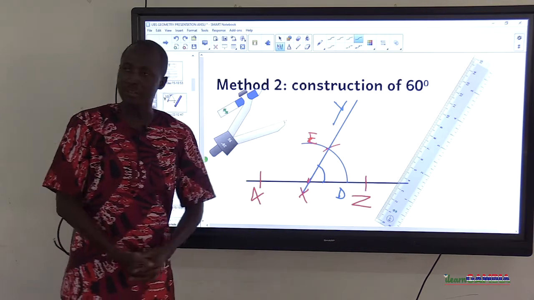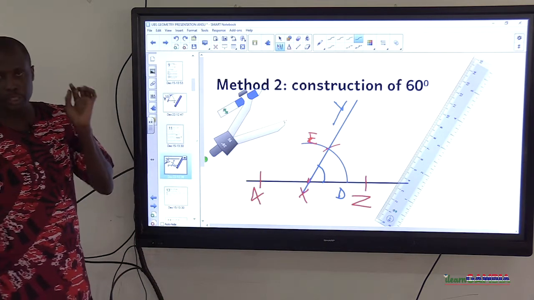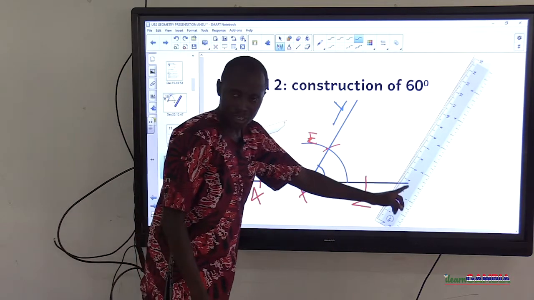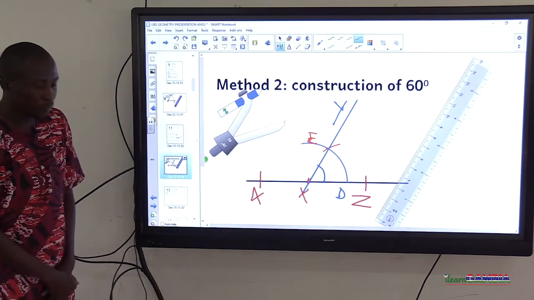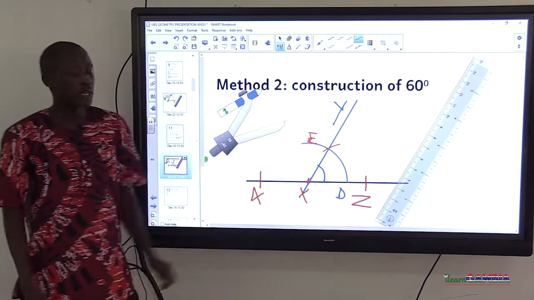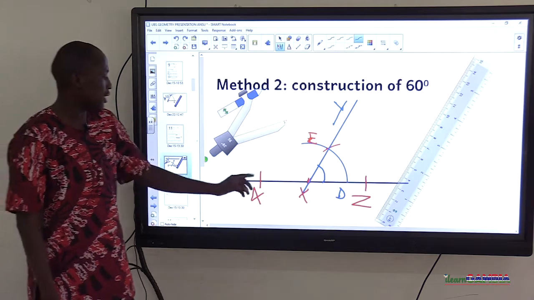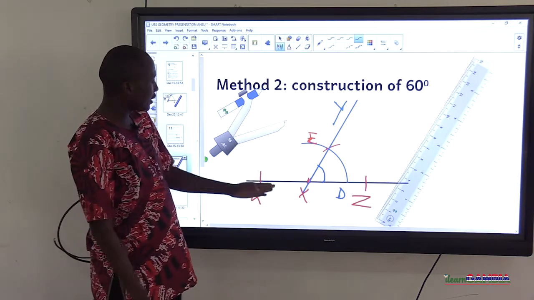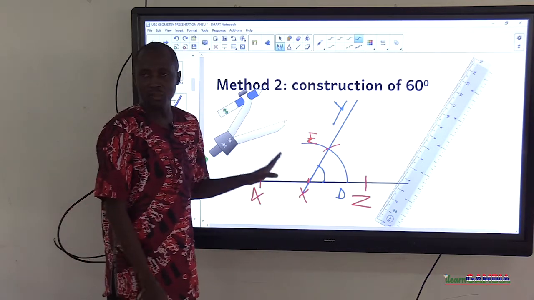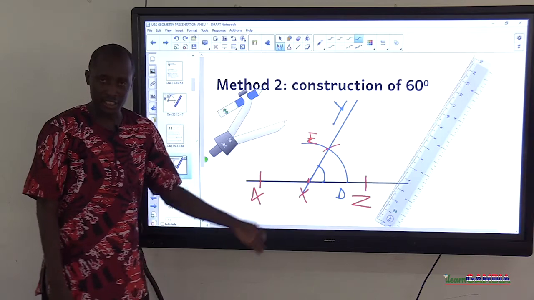So far, what have we done? If you look at what we have done so far here, we were using only two instruments, and those are a compass and a ruler. Now, what did we do? We first draw a line AZ. On that line, we mark any point and refer to the point as X. With X as center and a convenient radius, we draw an arc that will intersect with the line AZ at a point called D.